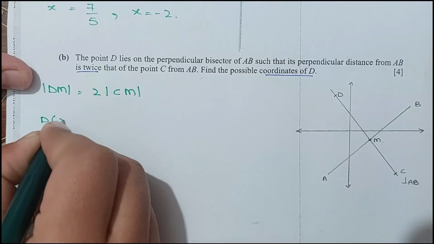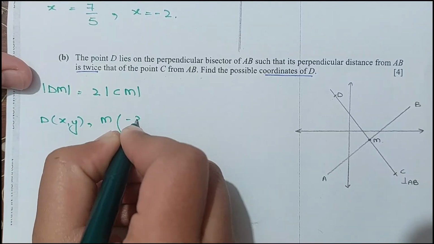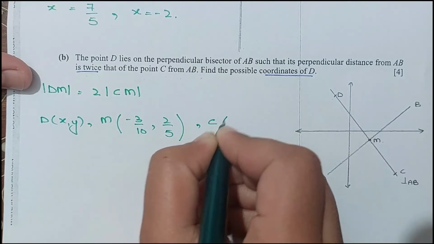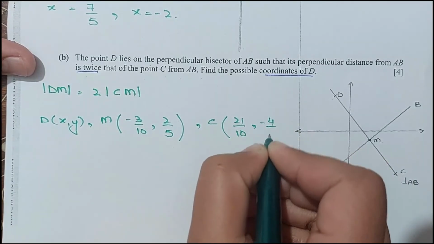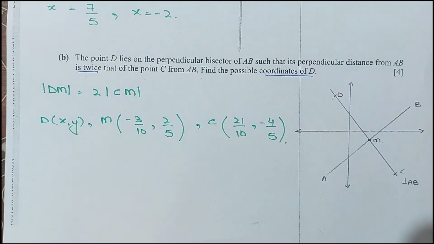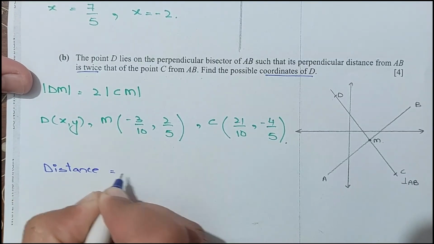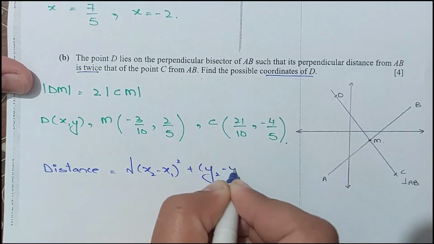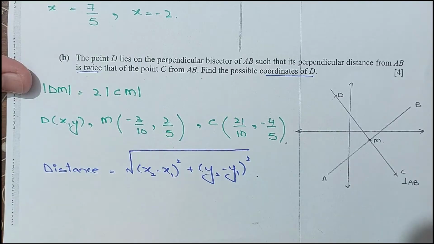Now let's say the D coordinates are (x, y). We found the midpoint M in part A, which is (-3/10, 2/5), and the C coordinates are (21/10, k), and we got the k value, which is -4/5. Let me simplify this. Use the distance formula: square root of (x2 minus x1) whole square plus (y2 minus y1) whole square.